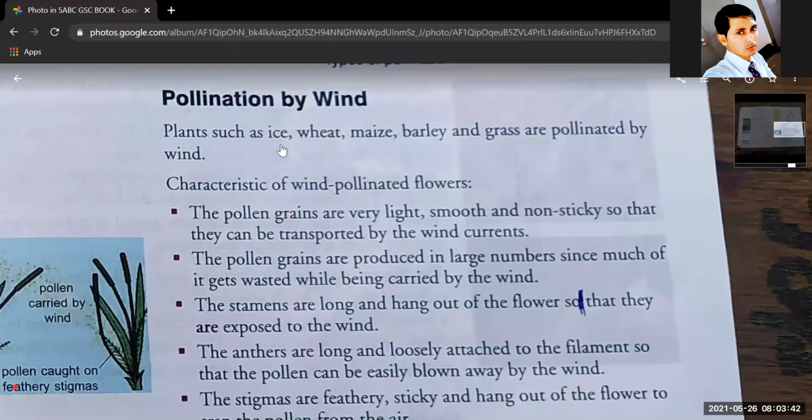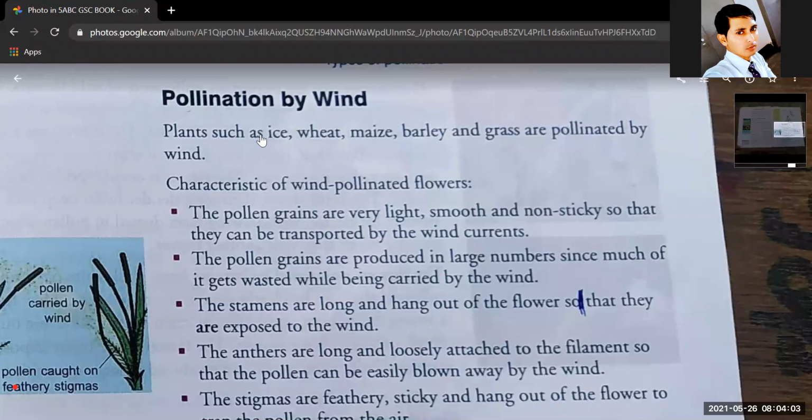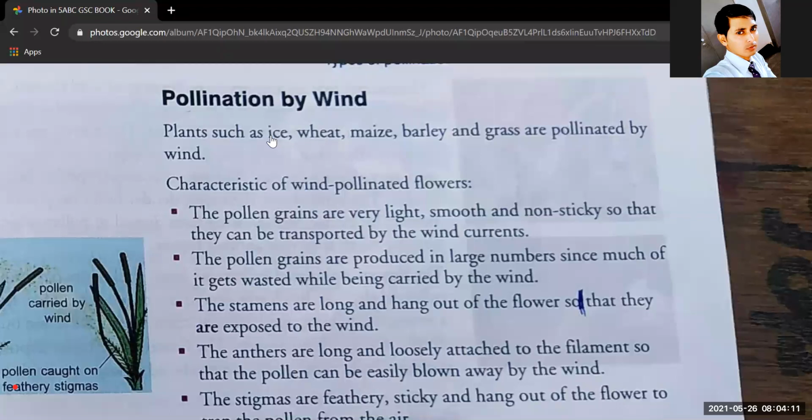Plants such as ice. I think something is missing here. It should be written rice. All of you write here rice. In your book also ice is written. Let me know, Ayushi. Yes, sir. Right. Add letter R here. Ice is not a grain or plant. We already know that. Rice is a grain.